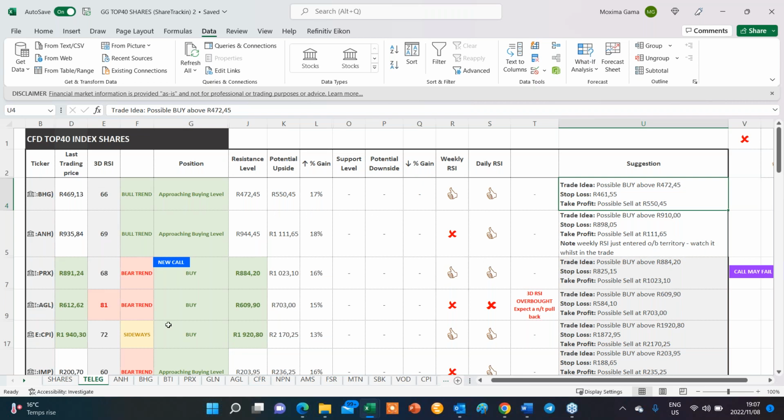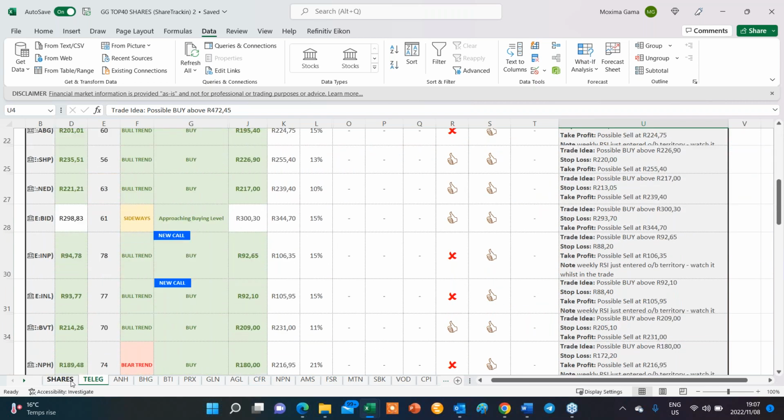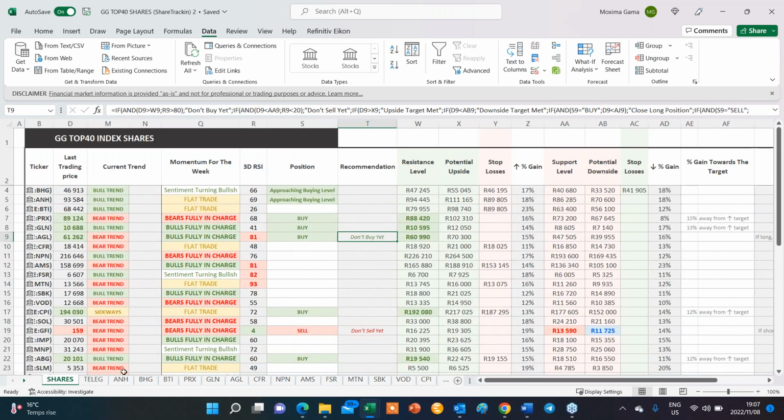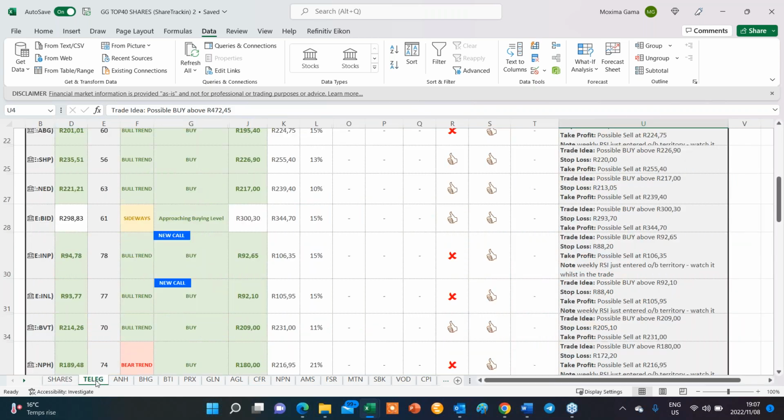Okay, so this is replicated here, but with the hidden shares that have not tested levels. These levels are done on a daily chart, so the entry levels are much sooner than what you would get on a weekly chart. All right, cool.